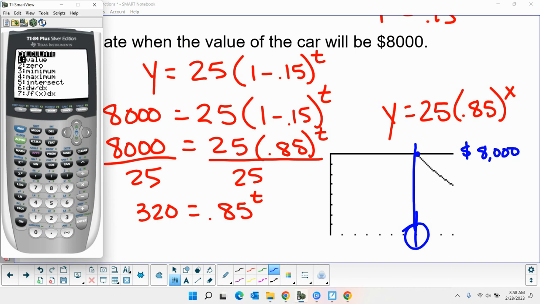Are you trying that on your calculators? Second trace, number 5 for intersection. So I'm going to hit 5. All right, first curve, just hit enter. Second curve, just hit enter. And then guess, hit enter. And the intersection is 7.01 years.